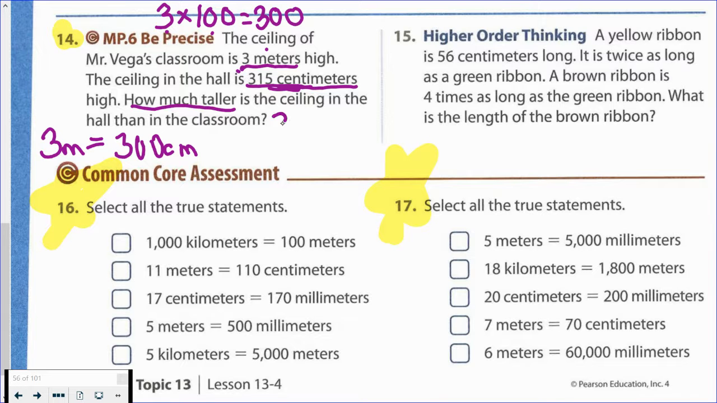The hallway ceiling is 315. The classroom ceiling is 300. Remember, to find the difference, we subtract. 5 minus 0 is 5. 1 minus 0 is 1. There is a difference of 15 centimeters.